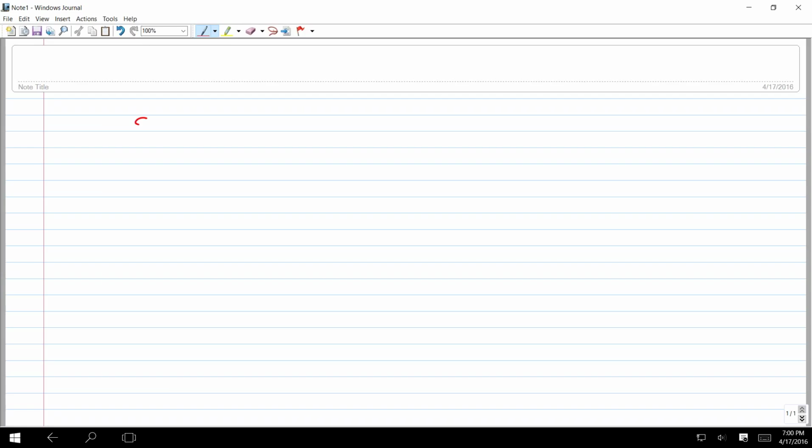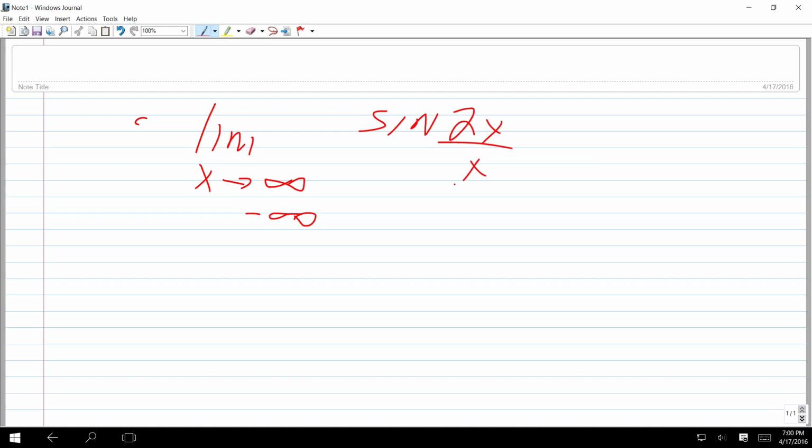So, let's see. Use graphs and tables to find the limit as x goes to infinity and then the limit as x goes to negative infinity, and then identify all horizontal asymptotes. The first one is sine 2x over x. I want you to use graphs and tables.